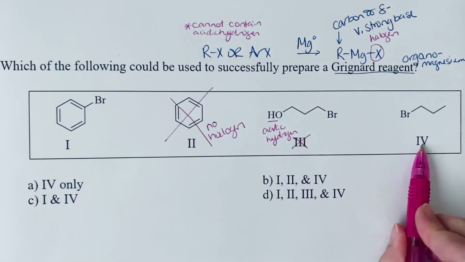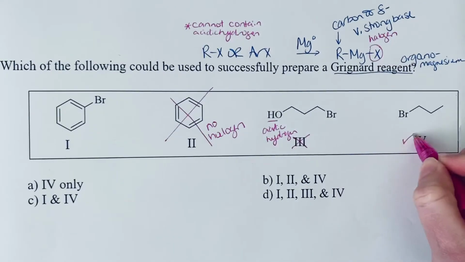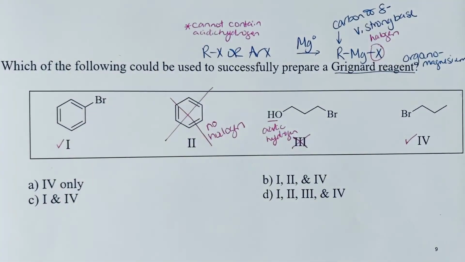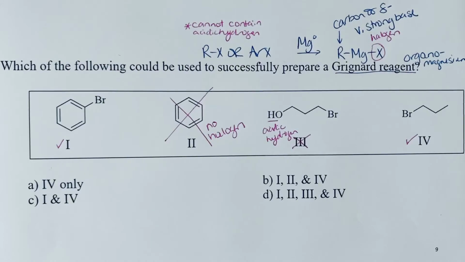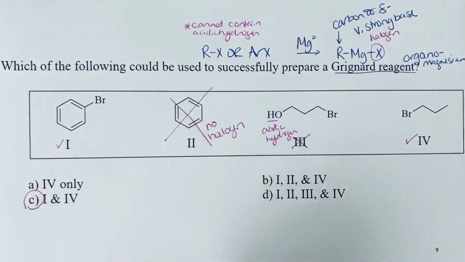And then if we look at the fourth option, we see just a simple alkyl halide. This one would work, as would the first one. And so we can only make a Grignard reagent successfully out of either 1 or 4.